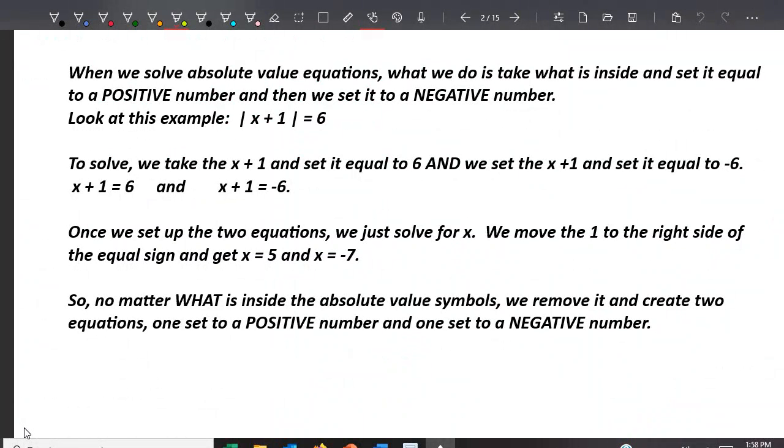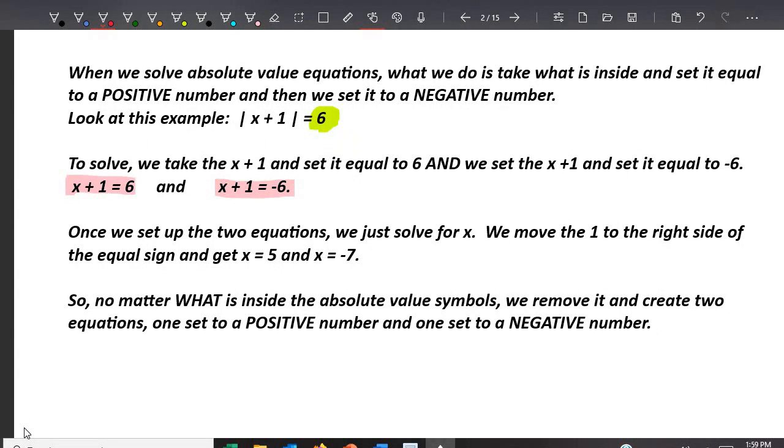Alright, so when we're solving them, you take what's inside the absolute value symbol, and you set it equal to whatever this number is. And then you set it equal to the opposite of that number. Notice here, I've taken the x plus 1, set it equal to +6. I've taken the x plus 1 and set it equal to -6. So what we have is two equations we have to solve. I'll go ahead and write this out.